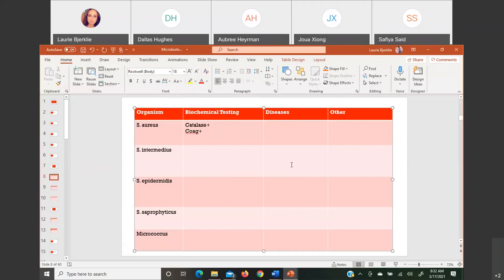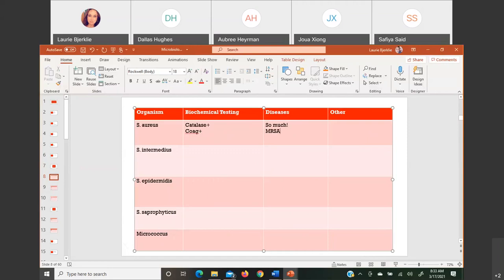As far as diseases go, oh my gosh, so much. It causes a lot. I mean, everything from wound infections to UTIs to pneumonia. It basically can be a pathogen almost always. We're always screening for Staph aureus on pretty much any type of culture, other than maybe stool culture. We always screen for Staph aureus.